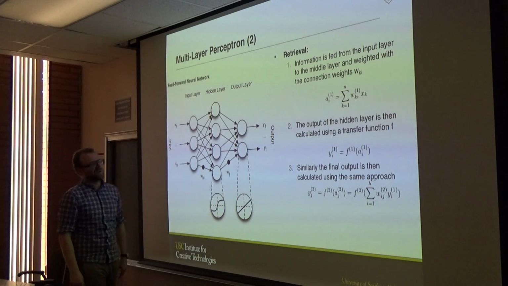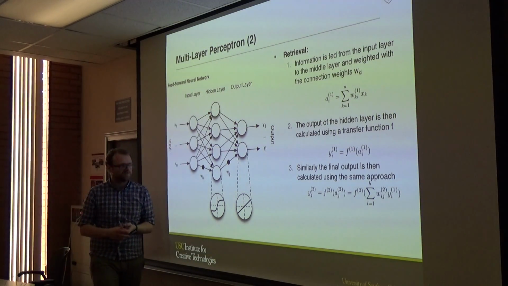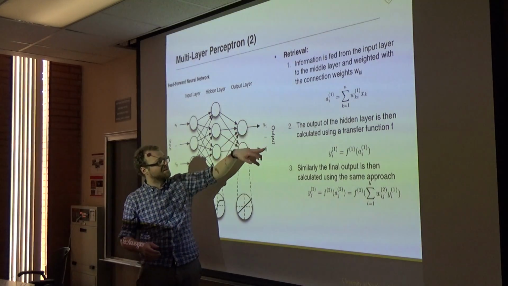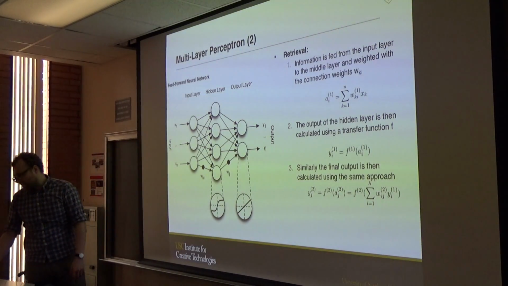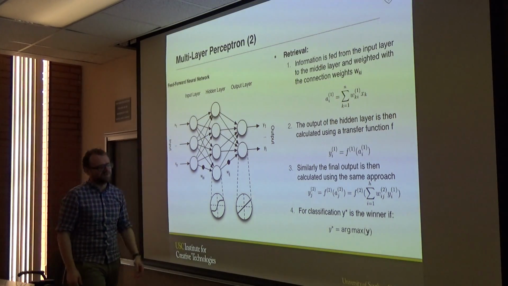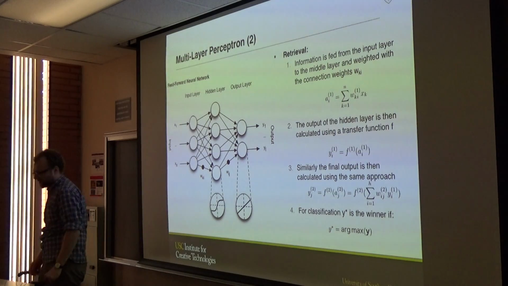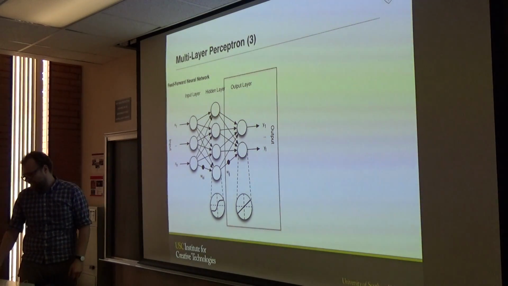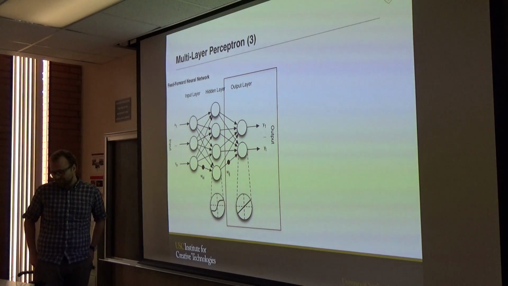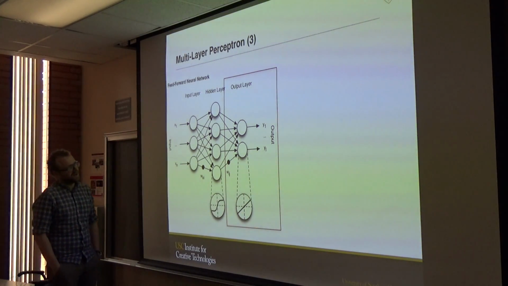But if we want to do classification, well, how do we make the decision which neuron won? Well, we need to look at all the outputs here from 1 to L and basically choose the one that has the maximum value. So we just choose the argmax to make a classification. Okay? All right. So let's look at learning or training in these multilayer perceptrons.